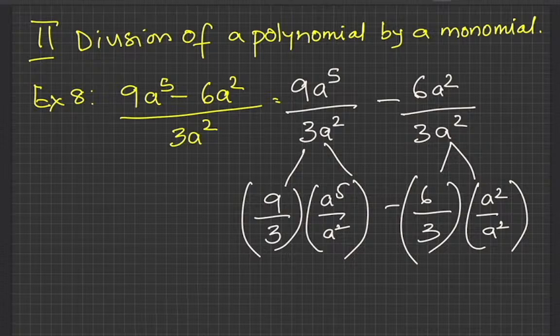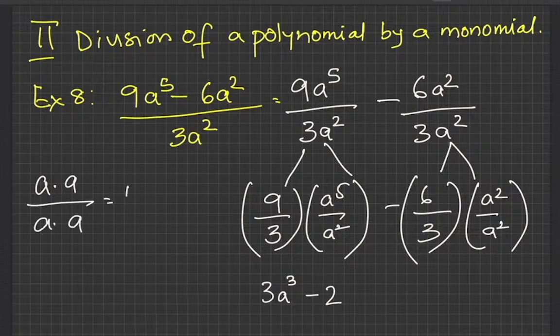Okay, so 9 divided by 3 is 3. A to the power 5 divided by a to the power 2 is a to the power 3. I have the negative sign. 6 divided by 3 is 2. A to the power 2 by a to the power 2 is basically 1, because a times a divided by a times a will give me 1, because when we take a common factor, we cancel it out, so it is 1. So when I multiply it by 2 times 1, it is nothing but a to the power 3 minus 2. This is my quotient.